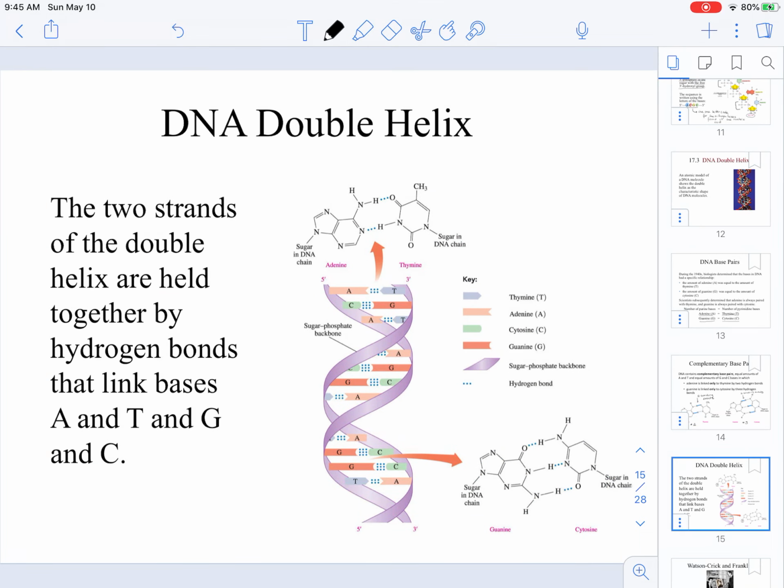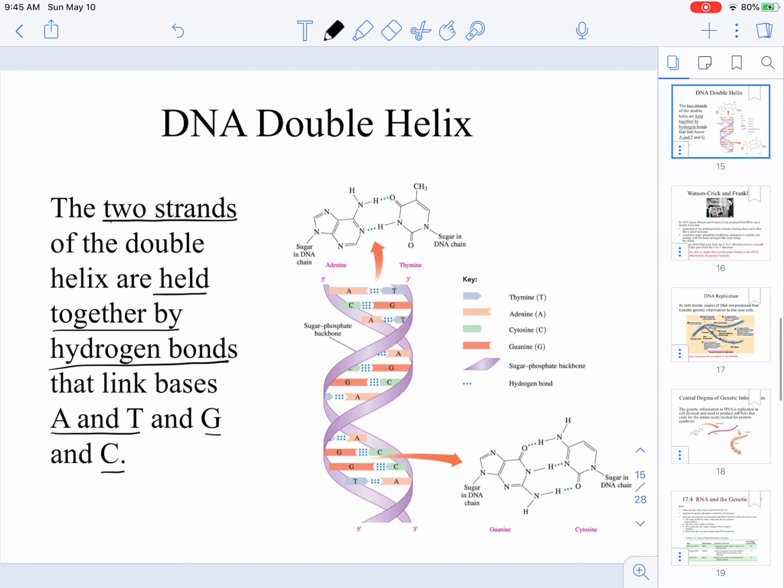Now, when it comes to the structure of DNA, understand that we're going to have 2 strands, okay, that are going to be held together by the hydrogen bonds of those nitrogen bases that are going to happen between adenine and thymine and guanine and cytosine. So in this picture, we are illustrating specifically those hydrogen bonding events that are occurring between the nitrogen bases.